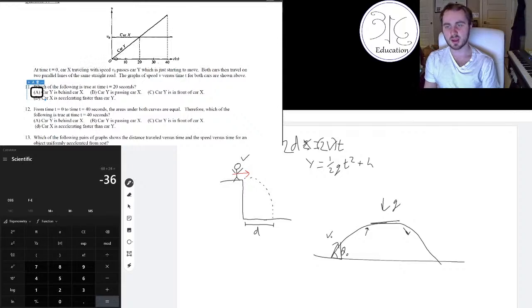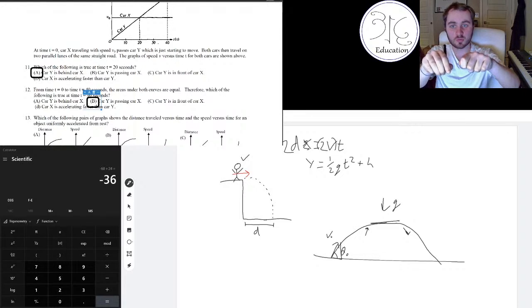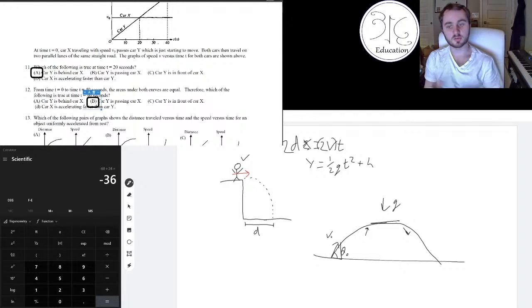And that's just because the area under the curve for car Y up to time 20 is smaller than the area under the curve for car X. From time t equals 0 to time t equals 40, the areas under both curves are equal. Therefore, which of the following is true at time t equals 40 seconds? If they're equal, they've reached the same position, and so car Y is passing car X, because car Y is traveling then at a higher velocity. So if they reach the same position and one's moving at a higher velocity, that car is passing the other car.